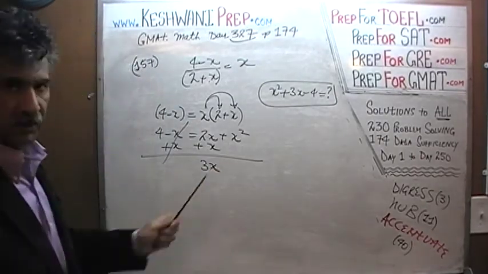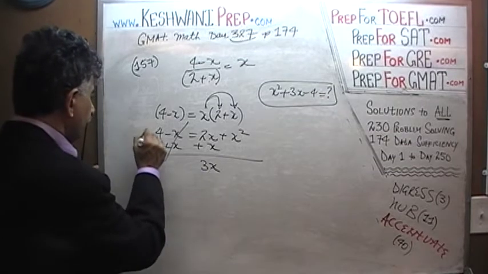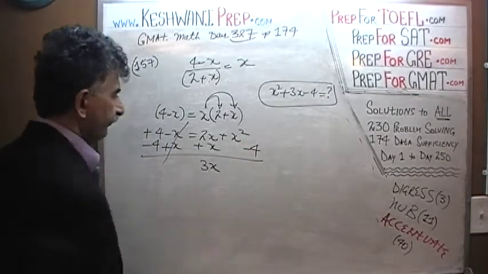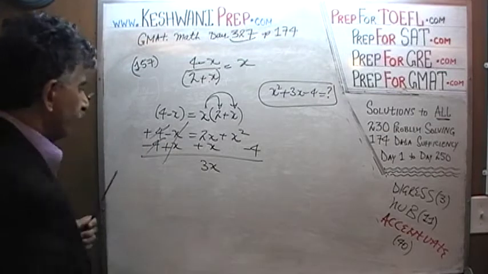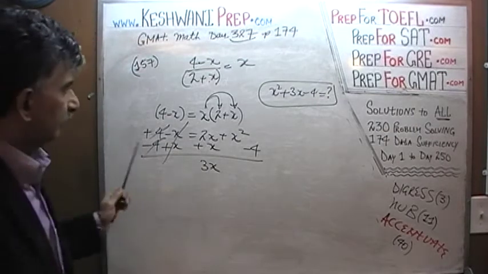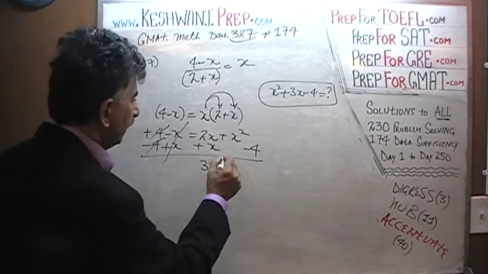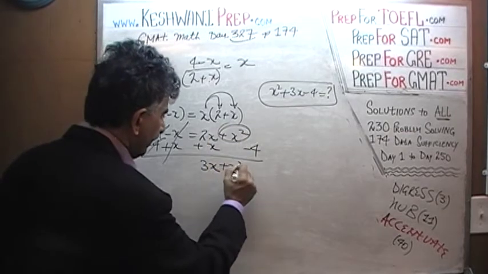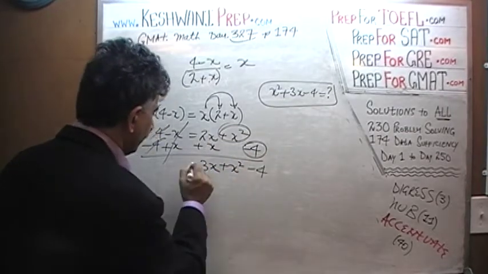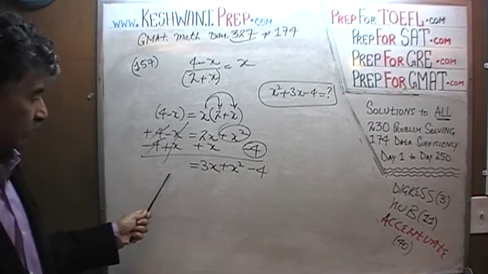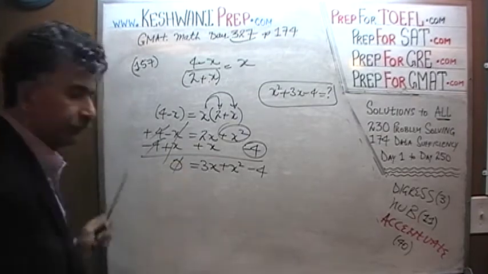And let's bring 4 to the other side. Subtract 4 from both sides, so we can get rid of this 4. And we end up with 3x, and then x squared, and then minus 4 equals. And what are we left with? We're left with nothing.